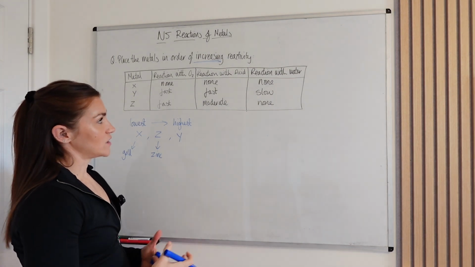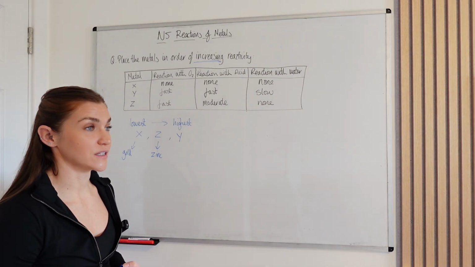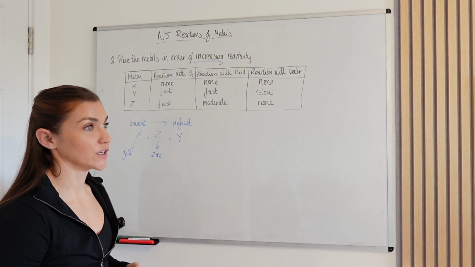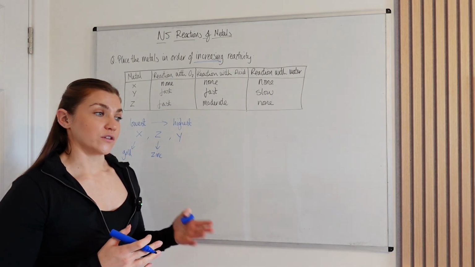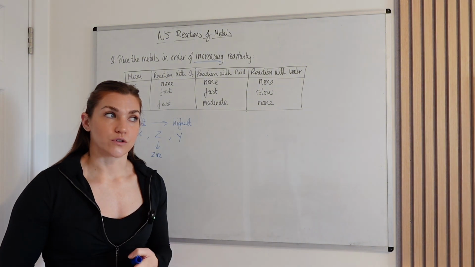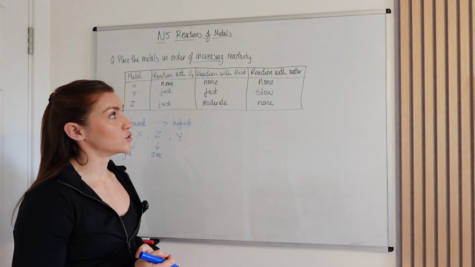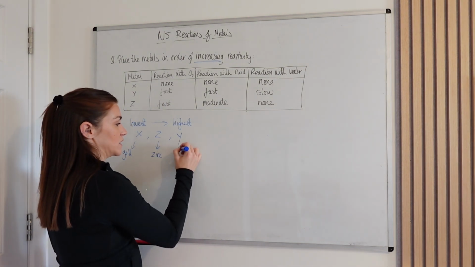And then for the highest reactivity, this is a metal that will react with oxygen, will react with acid, and it will also react slowly with water. Remember, that means if it's going to react with water, it needs to be either in group 1 or group 2. But remember, group 1 metals are very reactive with water, so it's most likely going to be a group 2 metal if it's a slow reaction with water. So we'll just pick one like calcium.